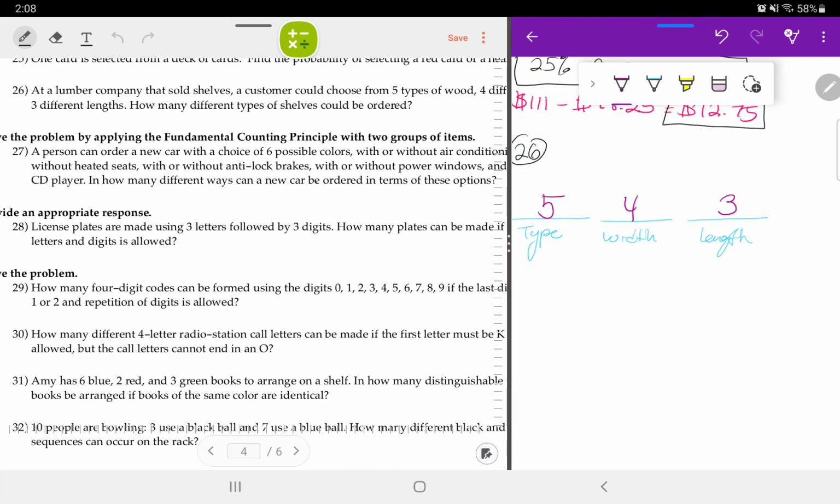To find out how many types of shelves can be ordered, we multiply the categories, the procedures for each section. 5 times 4 times 3. Sorry, not 120. It is 60. 5 times 4 is 20. 20 times 3 is 60. There's going to be 60 possible shelves.